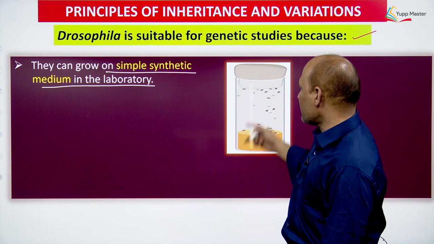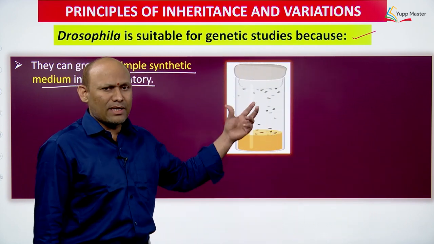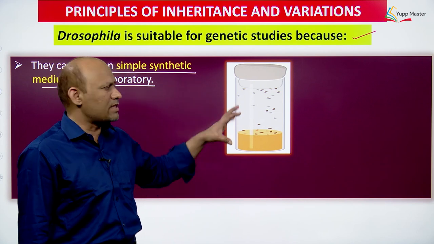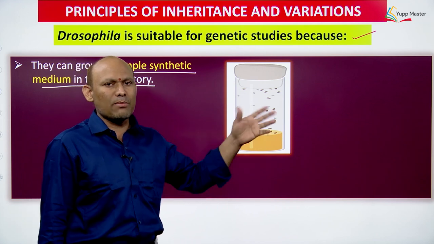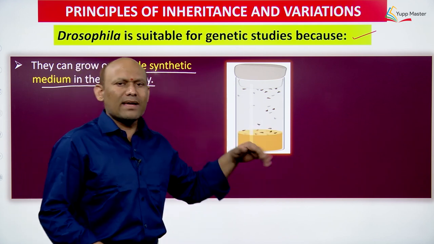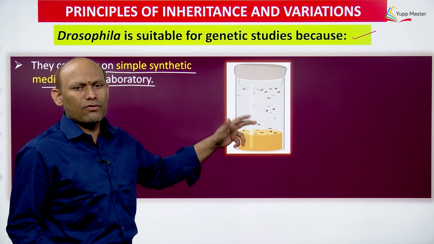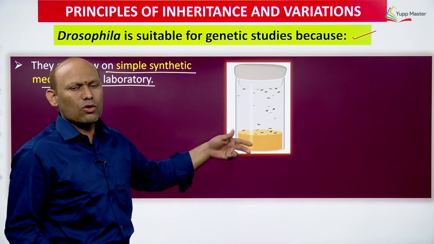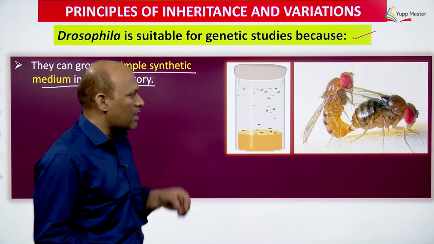You need to understand this. So this image, you can remember this. You need not memorize all these details, dear students. It's a matter of common sense. If you see these figures, you will come to know why Drosophila has been selected. So Drosophila, tiny fruit flies, can be easily grown on simple synthetic medium in the laboratory. That is one of the reasons.